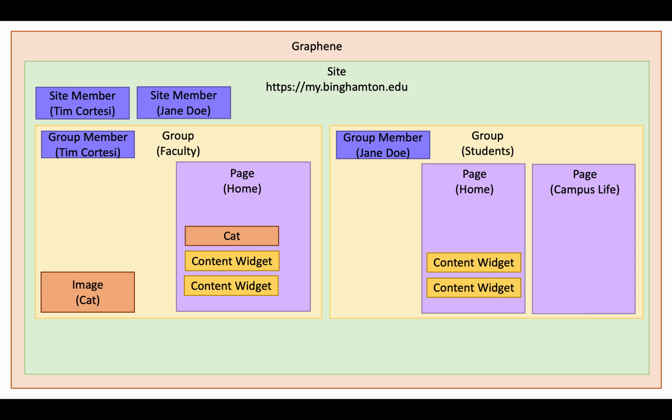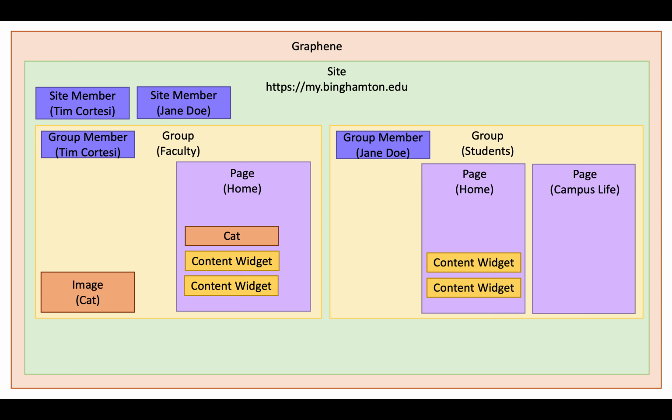So the first thing I'm going to do is upload the image of a cat to the faculty group. And once it's been uploaded, then I'm going to be able to add it to the page. I can't add it to the page until it's been uploaded to the group. And the nice thing about this though is, let's say Jane Doe logs into My Binghamton and Jane knows the URL of that particular image. In this particular case, because Jane is not a member of the faculty group, even knowing the URL is insufficient. Jane would actually have to be a member of the faculty group in order to see that image.